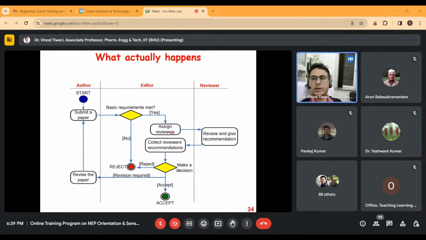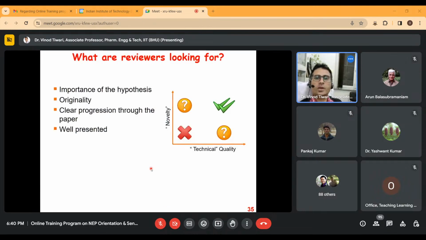If the work is assigned to the reviewers, the reviewer will review it critically, and then give a recommendation on whether this work can be accepted or rejected. Based on the reviewer's recommendation, the editor can take a decision whether to send it for major revision, minor revision, to accept this work, or to reject it. So this is the overall process once you are done with submitting your work.